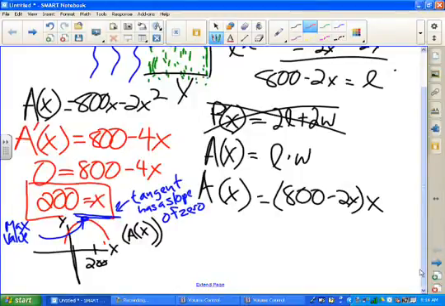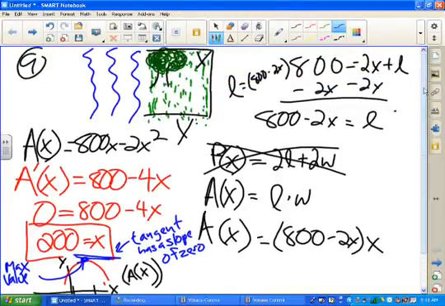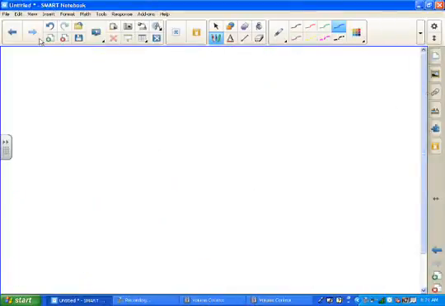So let's do that. Oh, and one last thing, when I'm done finding the dimensions of this, it should add up to 800. So let's try that. So x equals 200. And then I have 800 minus 2 times 200, which is 800 minus 400, which is 400. If you add them all up, they equal 800. So that would be my maximum value for x.